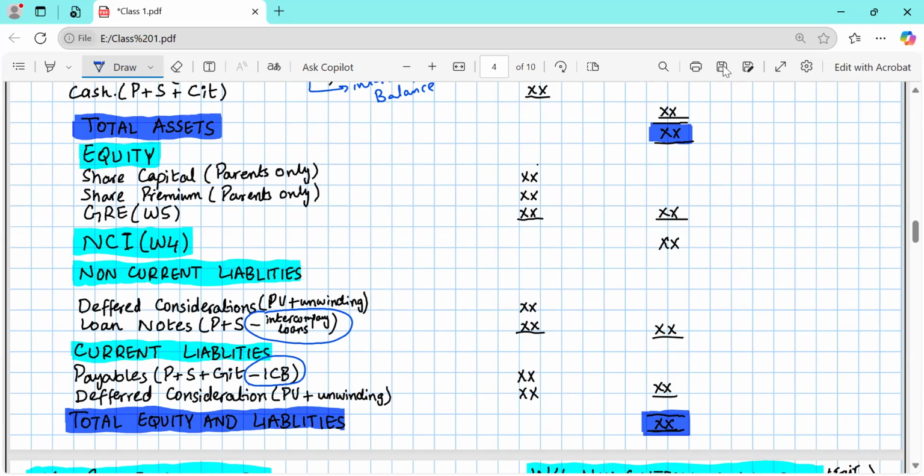Then comes NCI, working number 4. Now what is NCI? NCI basically means non-controlling interest. For example, let's say the parent company has acquired 80% of the subsidiary company. So the remaining 20% will be known as NCI, non-controlling interest. Those people or group of people that are not controlling the subsidiary. Non-controlling interest, as the word is telling you.